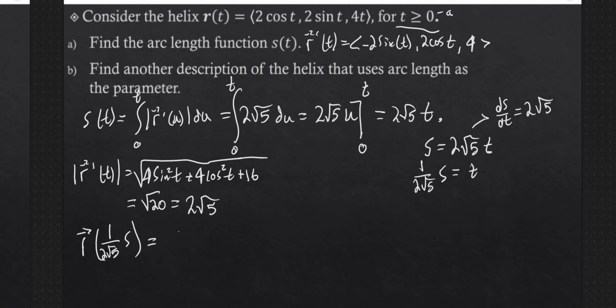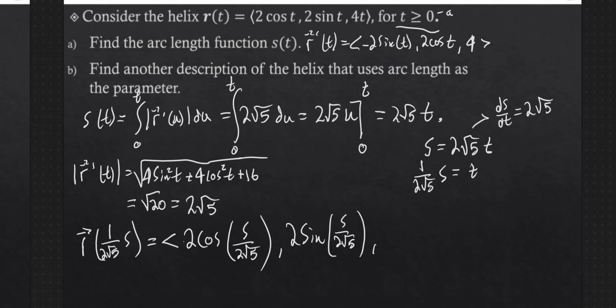This will look like 2 cosine of s over 2 square root of 5, and then 2 sine of s over 2 square root of 5, and then, what, 4 over 2 square root of 5. So that's 2 over square root of 5 s.